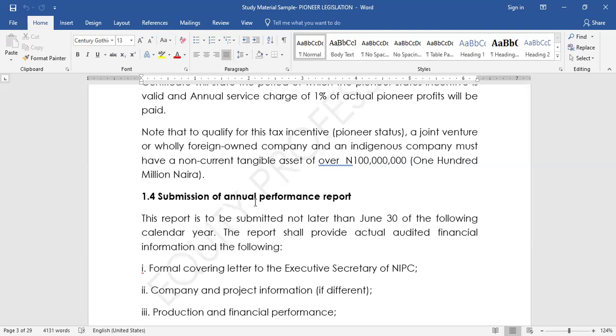During the pioneer period, the company will send this report to NIPC, Nigeria Investment Promotion Council, and also send it to FRS. This annual performance report is used to replace the company income tax return that the company normally files on its profit after the end of the year. Since they are in the pioneer period, they do not pay company income tax or education tax. They will only file annual performance reports.